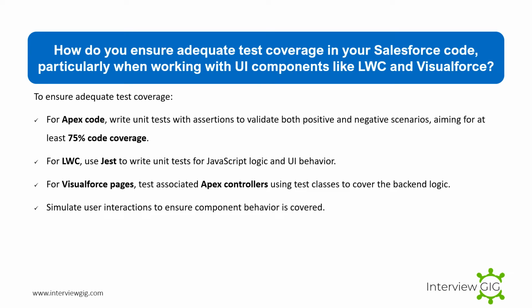To ensure adequate test coverage, for Apex code, write unit tests with assertions to validate both positive and negative scenarios, aiming for at least 75% code coverage. For LWC, use Jest to write unit tests for JavaScript logic and UI behavior. For Visualforce pages, test associated Apex controllers using test classes to cover the backend logic. Simulate user interactions to ensure component behavior is covered.